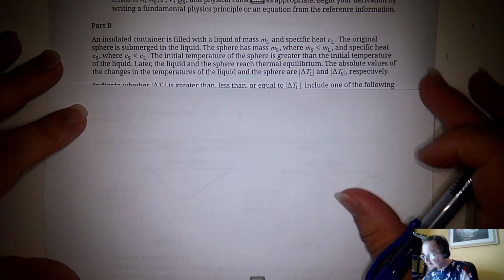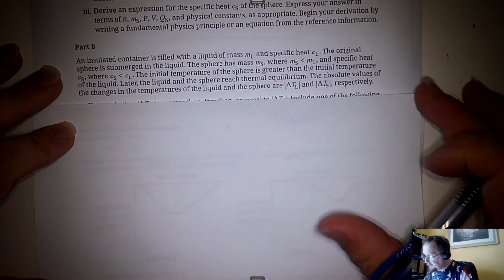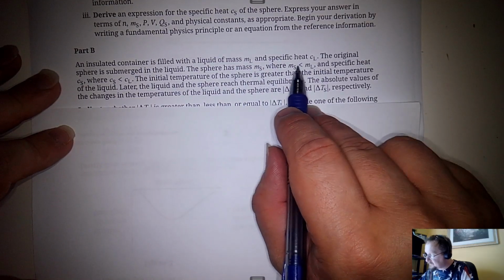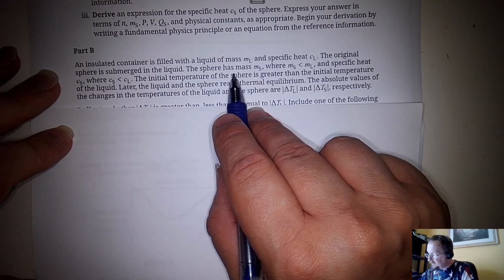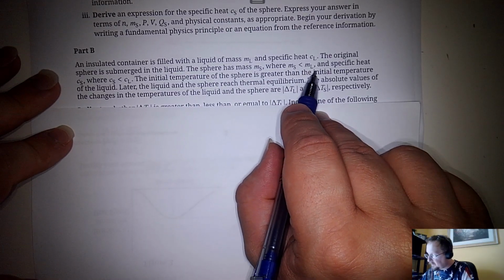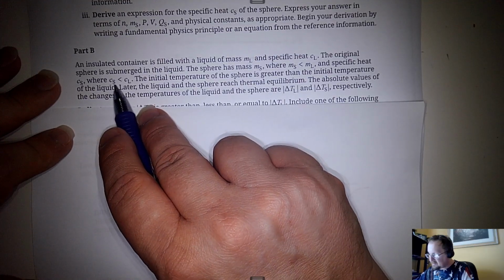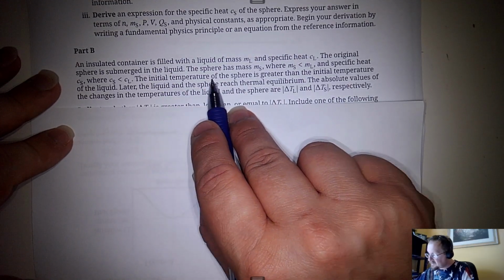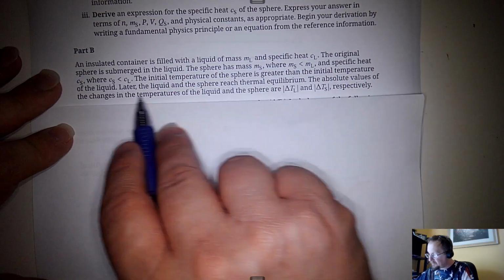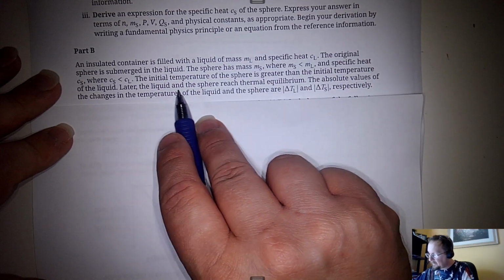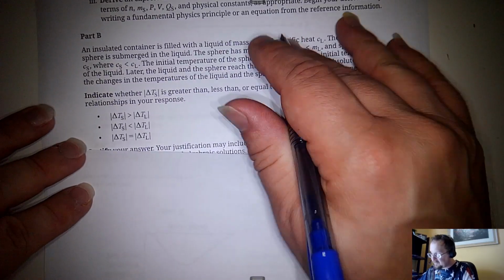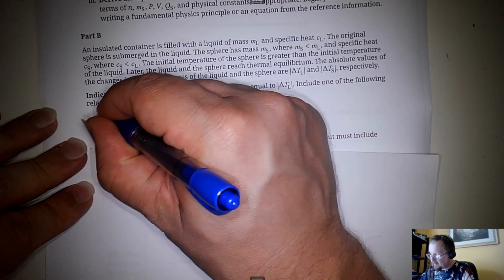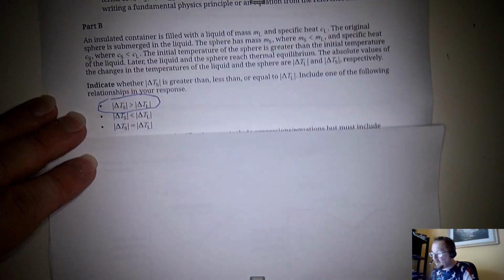An insulated container is filled with a liquid of mass ml and a specific heat Cl. The original sphere is submerged in the liquid. The sphere has mass ms less than the liquid, and specific heat Cs is less than the liquid. The initial temperature of the sphere is greater than the initial temperature of the liquid. Later, the liquid and sphere reach thermal equilibrium. Oh, gosh, the delta T of the sphere is going to be way bigger than the delta T of the liquid. Like, why do I even have to say that?